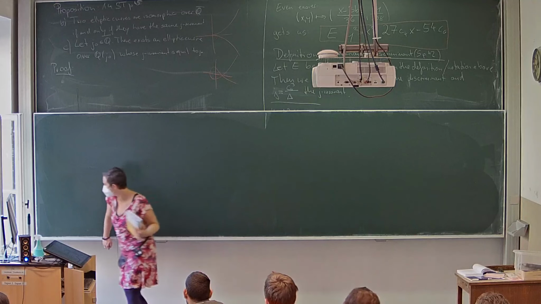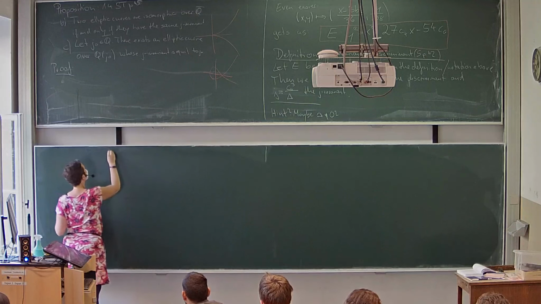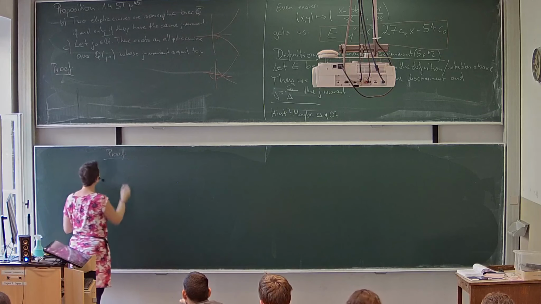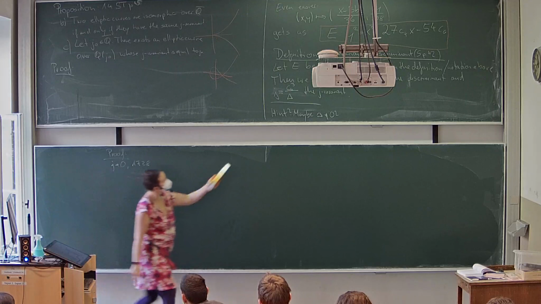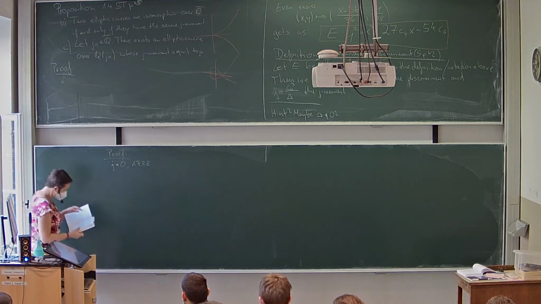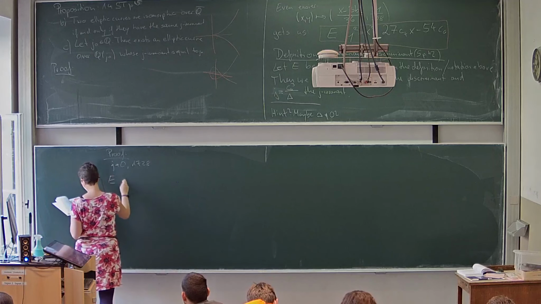Okay, we have to make a small case distinction. For the case where the J invariant is not 0 and not 1728, we can just write down the curve.